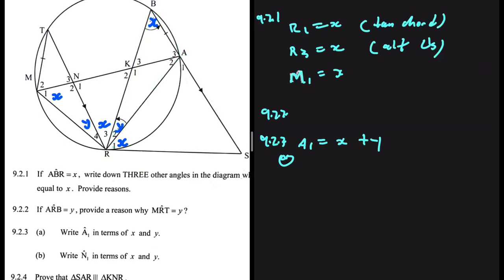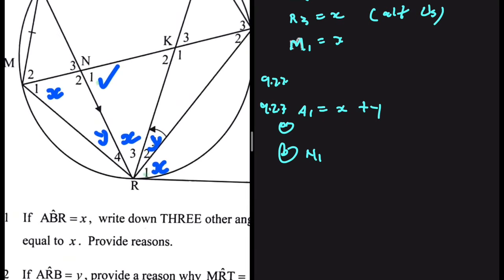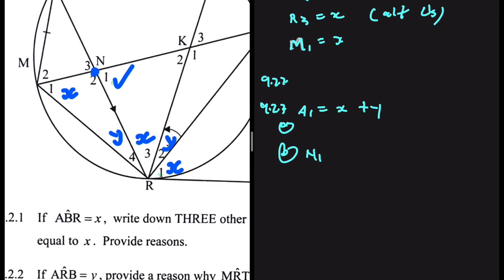Oh, this was A, and now we are at B. B is saying that we must write N1 in terms of X and Y. N1, we have the same reasons as A1. It is an exterior angle of a triangle. In this case, it is an exterior angle of triangle NMR. So N1 is also equal to X plus Y.